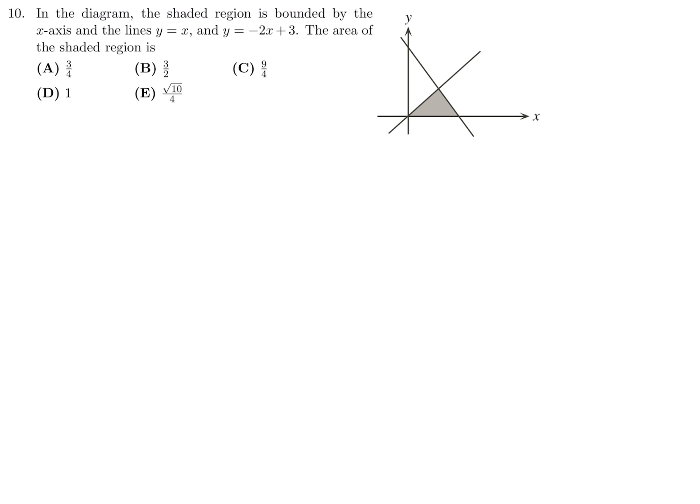In the diagram, the shaded region is bound by the x-axis, the y equals x line, and y is equal to negative 2x plus 3. The area of the shaded region is. All right.